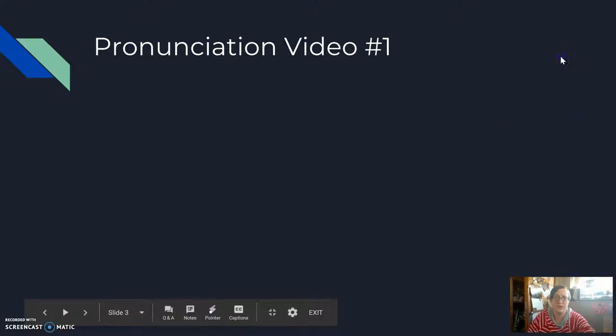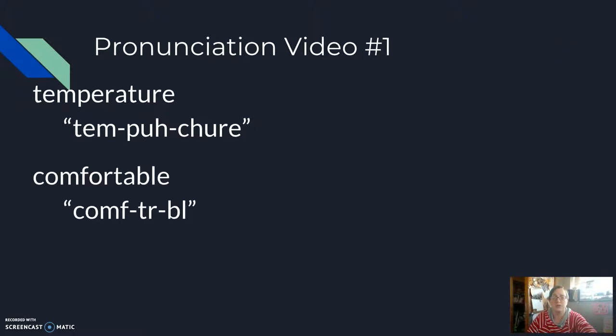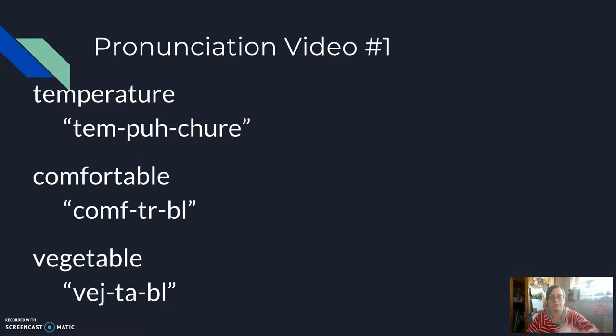A review from video number one, the five words that we talked about. We talked about the word temperature, but my reduced pronunciation of temperature. Comfortable, but my reduced pronunciation of comfortable. Vegetable. Four vowels, it looks like it should be four syllables, but I'm pronouncing it vegetable, three.